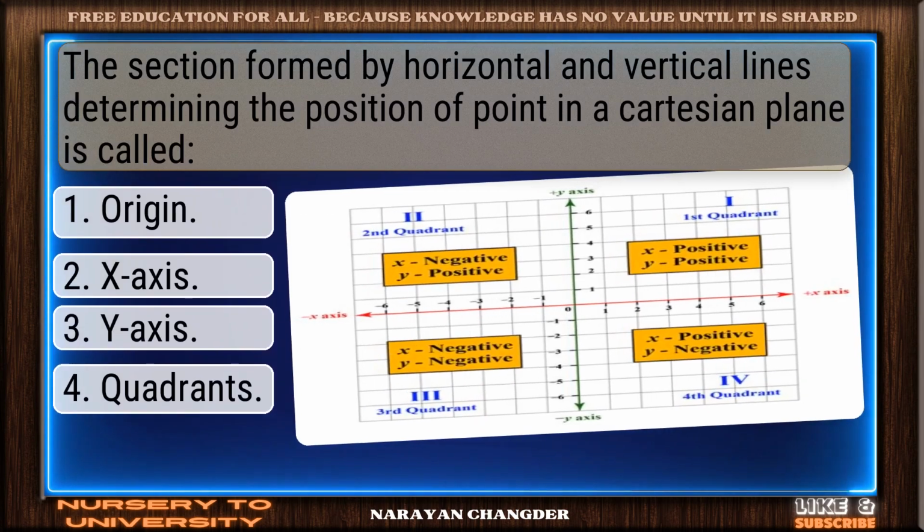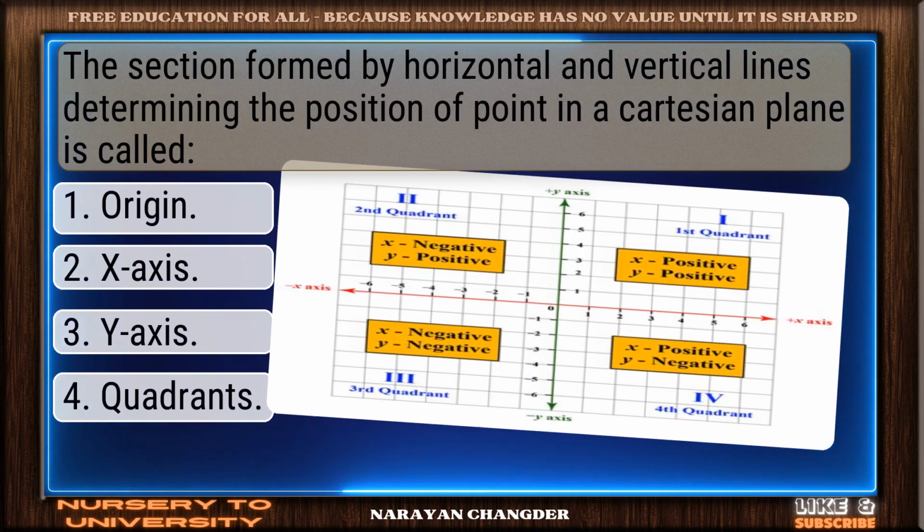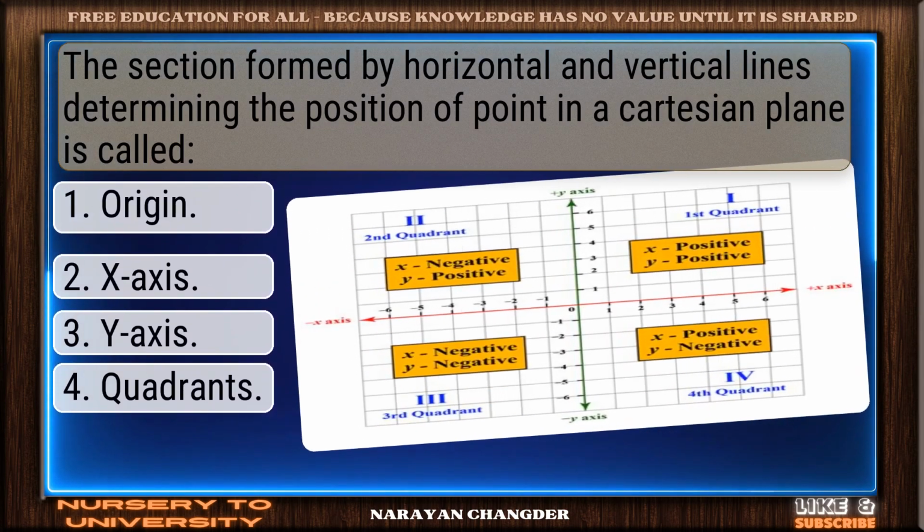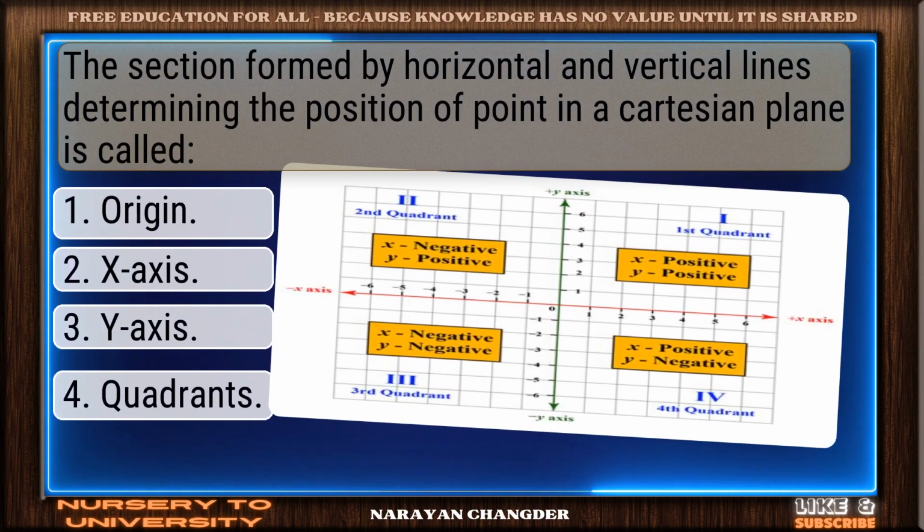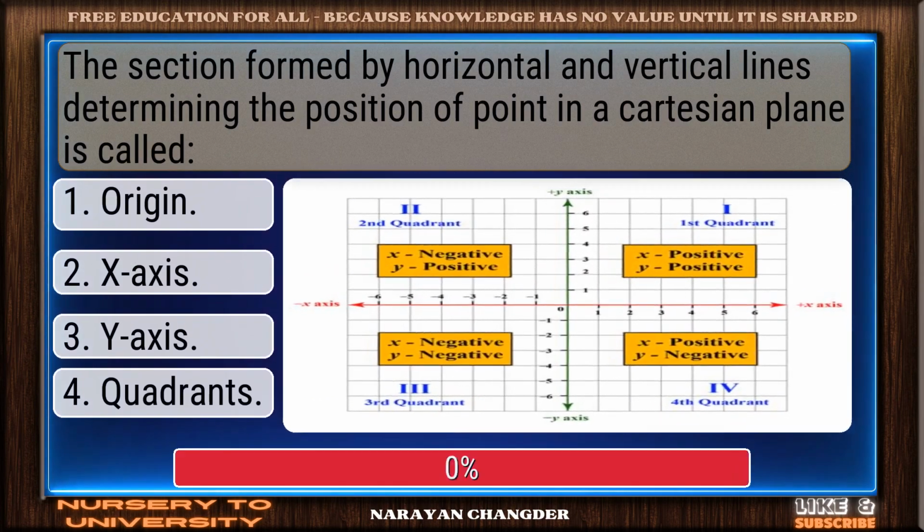Question number 31. The section formed by horizontal and vertical lines determining the position of a point in a Cartesian plane is called.